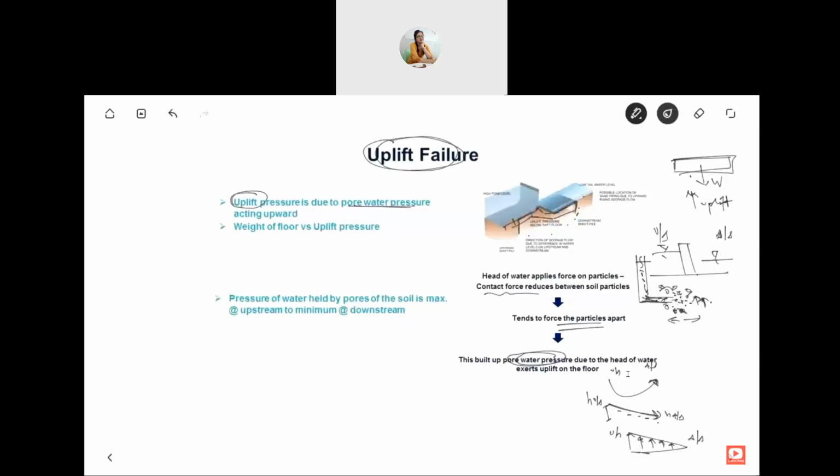So when there is no flow, that is the most dangerous condition. Like when the gates are closed, there is maximum water on upstream and very minimum water on downstream. So this is the dangerous condition for which the uplift failure is designed. And also, as you see from this image, only on the upstream side there is uplift pressure and on the downstream side it is very less.